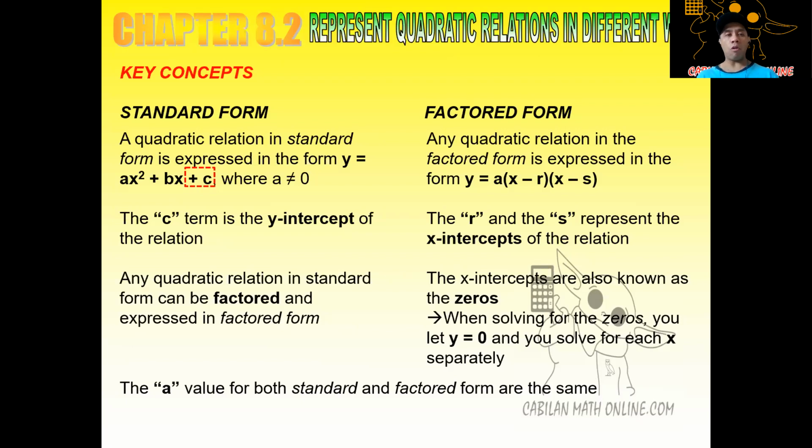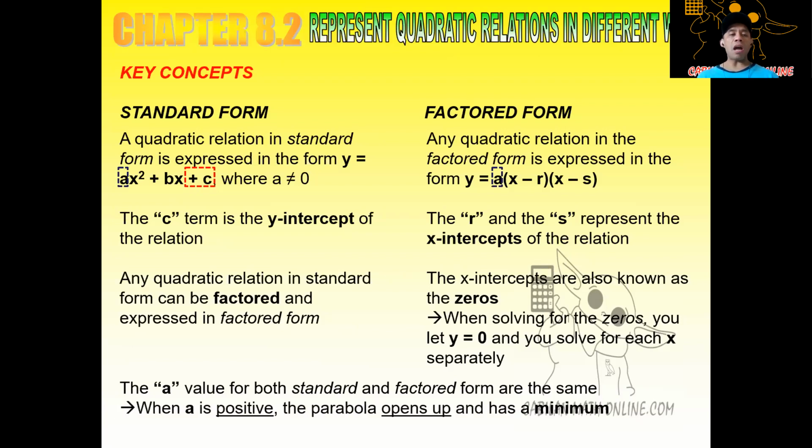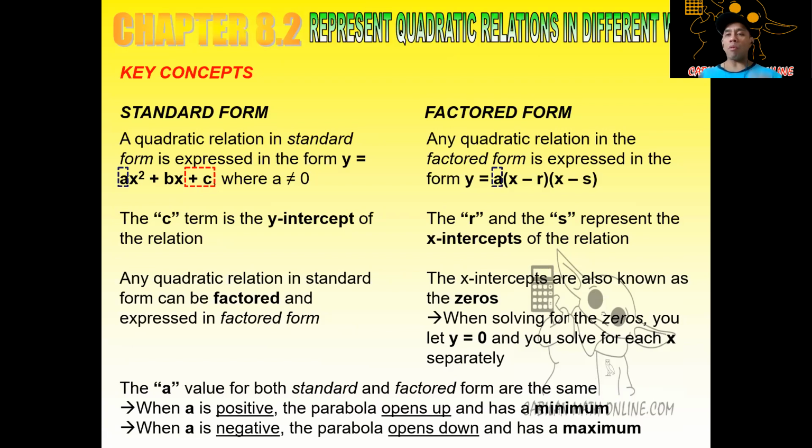Notice for the standard form, you have an a in front of the x squared, and you also have an a in front of a set of the brackets in the factored form. Now, the letter a for both forms means exactly the same thing. So remember in chapter 6, you discovered when the a is positive, that told us that what you had was a parabola that opens upwards, and that you had a minimum, which is the bottom center of the parabola. And when the a is negative, what you have there was a parabola that opens downwards, and the top point or the peak was the maximum.